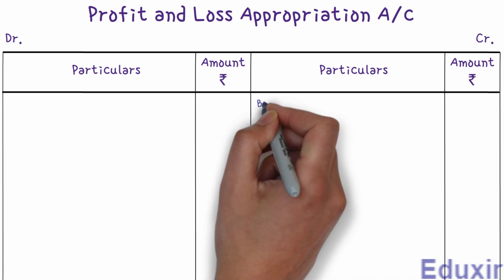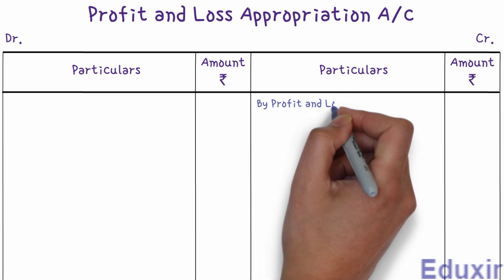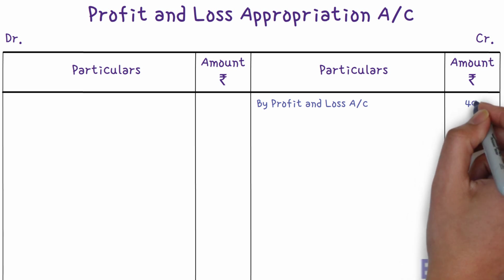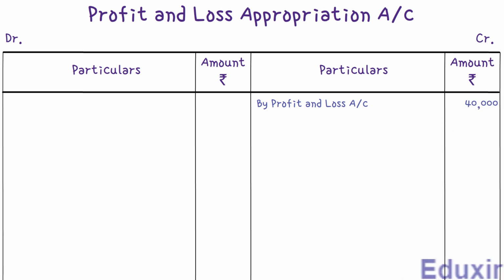Let's then write By Profit and Loss Account into the particulars column on the credit side. This indicates that the net profit is transferred from the profit and loss account to the profit and loss appropriation account. Let's then write the transferred net profit amount of 40,000 rupees into the amount column. With that, we have completed the credit entry related to the transfer of the net profit from the profit and loss account into the profit and loss appropriation account.